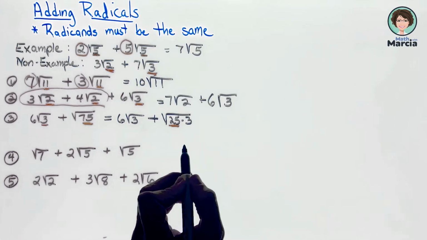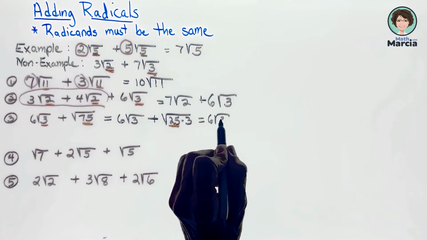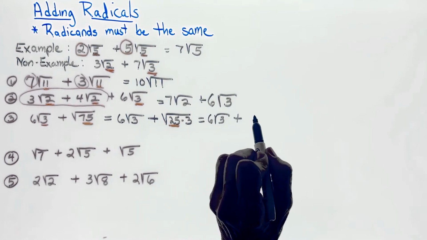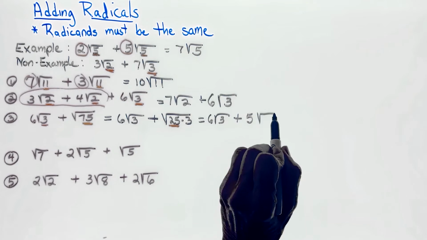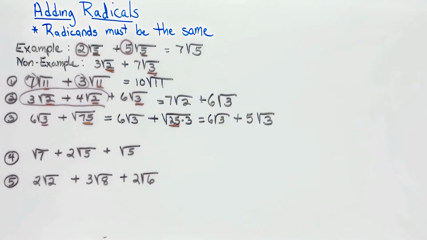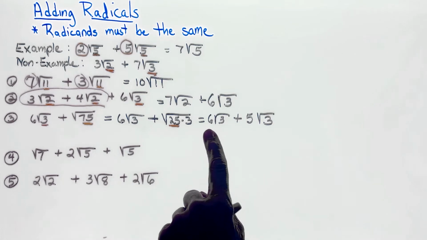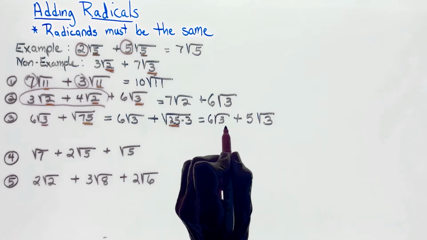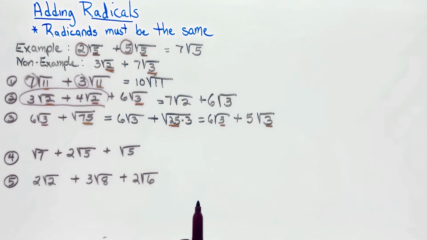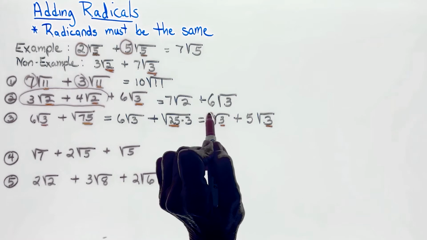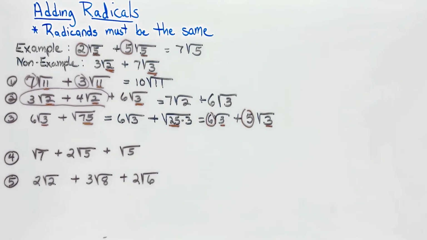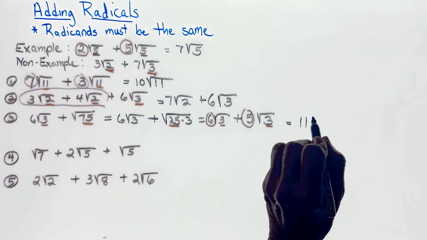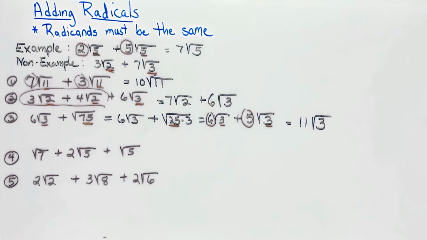The square root of 25, again I'm copying the original down, 6 square roots of 3, plus the square root of 25 is 5, and 3 is still inside the square root symbol. So now I have 6 square roots of 3 plus 5 square roots of 3, and I am noticing that the radicands are the same, so I am going to add the coefficients, and I end up with 11 square roots of 3.